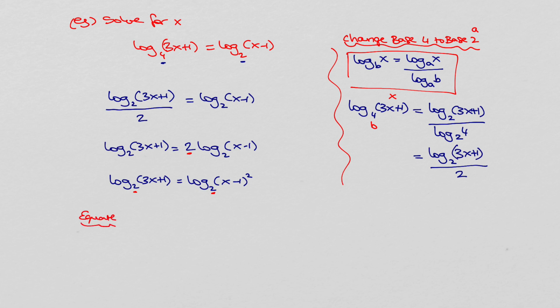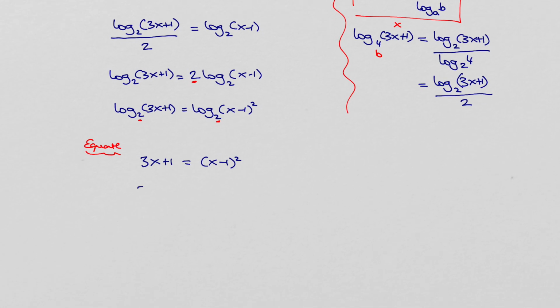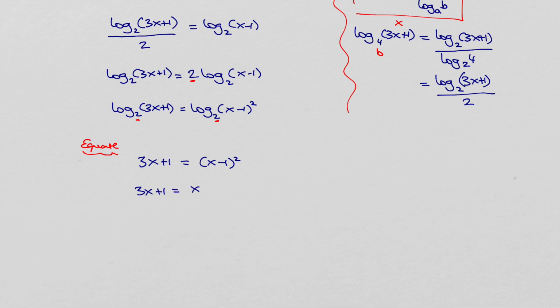So the equal sign tells me the left equals the right, which implies then that if the bases are the same, 3x plus 1 must equal x minus 1 squared. So now we just have an algebraic equation to solve. If I square out my brackets on the right-hand side, I have x squared minus 2x plus 1. Bringing everything to the right-hand side gives me x squared minus 2x minus 3x, which is minus 5x, and 1 minus 1, which is 0, and that must equal 0.